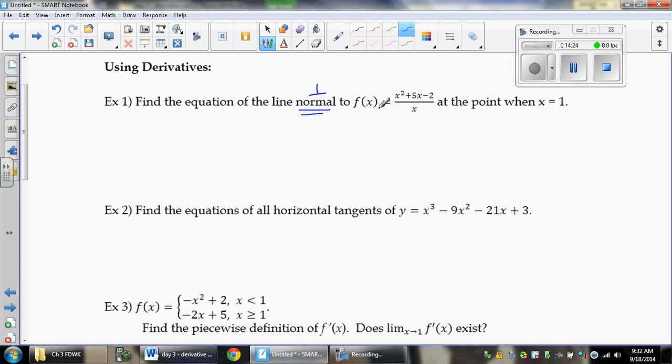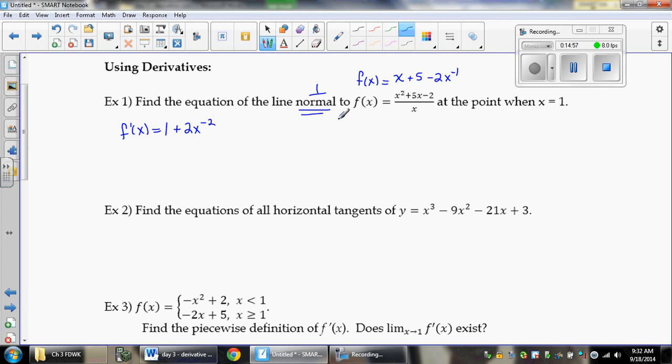And before I go to do that, I don't really like that this is a quotient. I prefer not to do the quotient rule if I can avoid it. So I'm going to rewrite f of x before I do anything else and rewrite it as x plus 5 minus 2x to the negative 1. Divide this by x, divide that by x, divide that by x, write it differently. This is way easier to differentiate than that. So if I want the equation of the line, I got to use the derivative. So f prime of x is going to be 1 plus 2x to the negative 2.